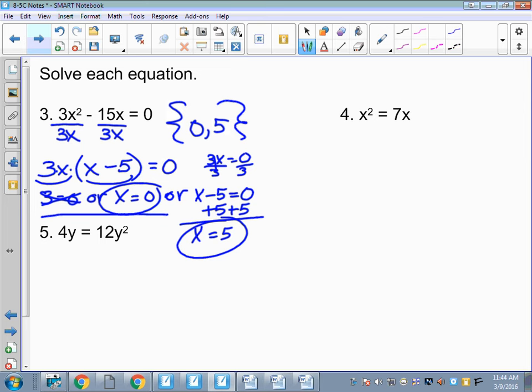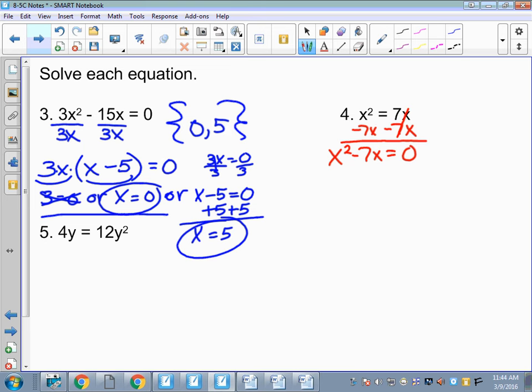Number 4, we don't have 0. So the first thing we have to do is bring this over to the other side using inverse operations. To make a number go from one side of the equation to the other side, you have to do the opposite sign. This is a positive 7x, so I'm going to subtract 7x. And that leaves me with 0 on the right-hand side. x squared minus 7x is left on the left-hand side.